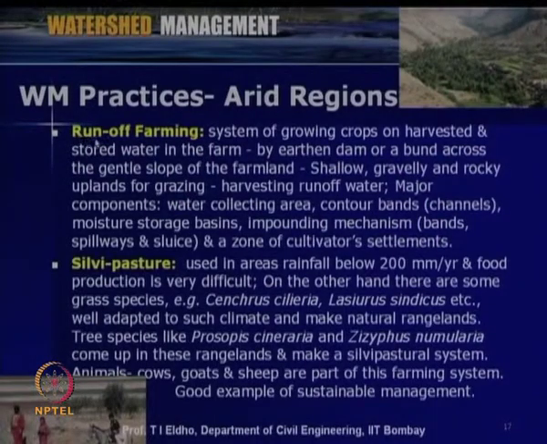The first one is runoff farming. Depending upon the rainfall conditions, we can go for runoff farming. This is a system of growing crops on harvested and stored water in the farm by earthen dam or bund across the gentle slope of the farmland. In runoff farming, the shallow, gravelly and rocky uplands, like these rocky, shallow regions, we can keep for grazing, and then we can harvest the runoff water coming from the uplands using various water harvesting techniques.